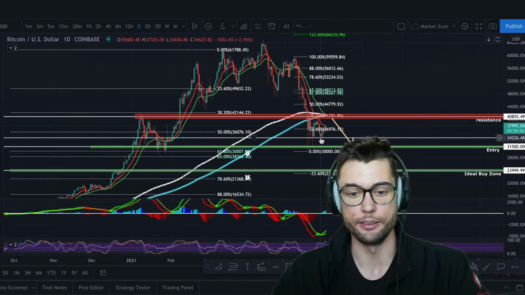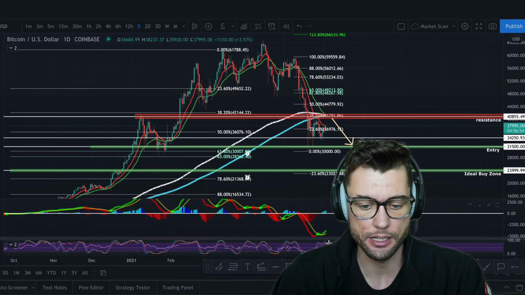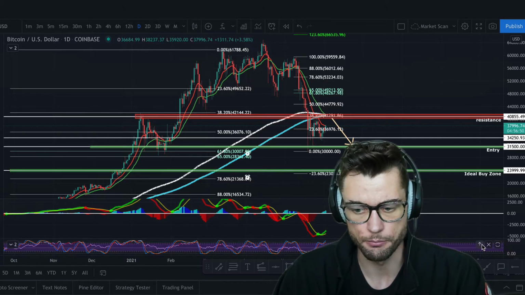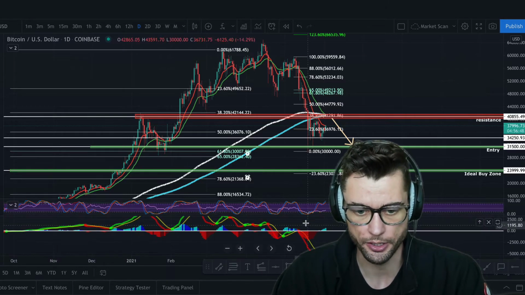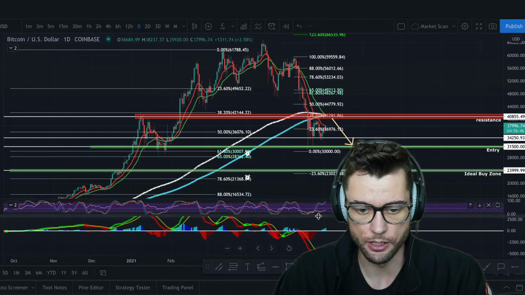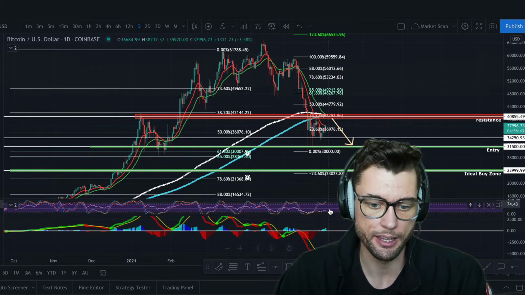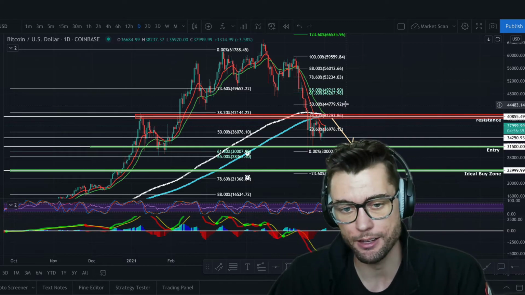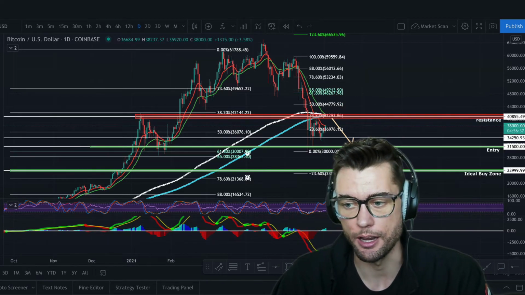A couple days ago we did have the nice, I think I pointed this out. In fact, I'm certain that I pointed this out. We had the bullish divergence, so that was a good time to get in. And now I'm not gonna get in.